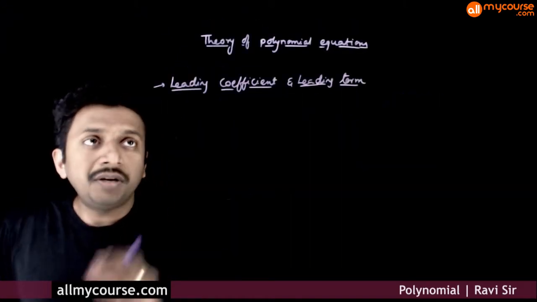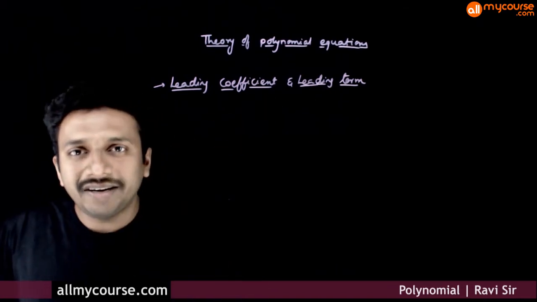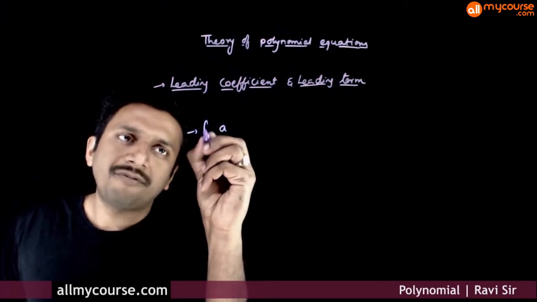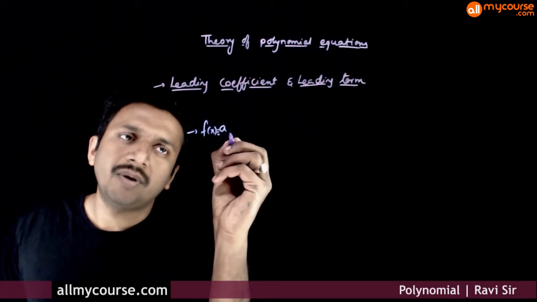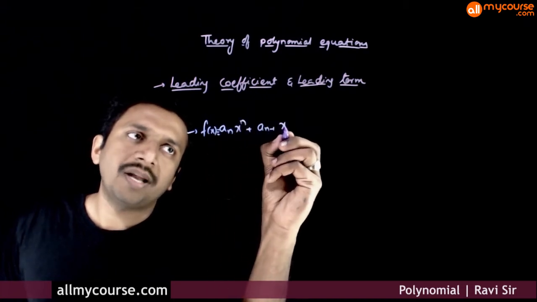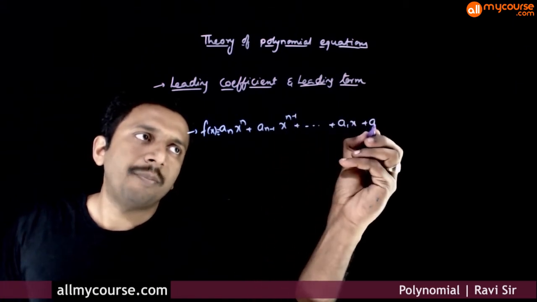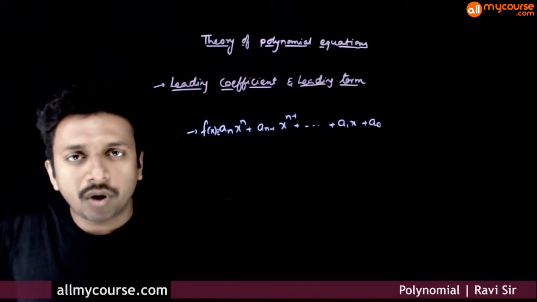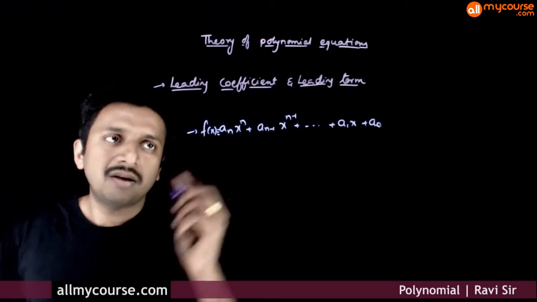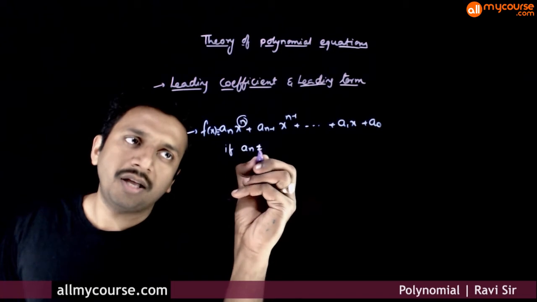The next terms that you need to understand are the leading coefficient and the leading term. If you have a polynomial f(x) = a_n x^n + a_(n-1) x^(n-1) + and so on, plus a_1 x plus a_0, we have already seen that this is a polynomial in the variable x of degree n if a_n is not equal to 0.